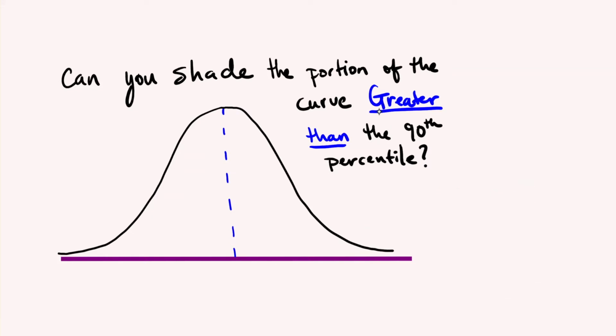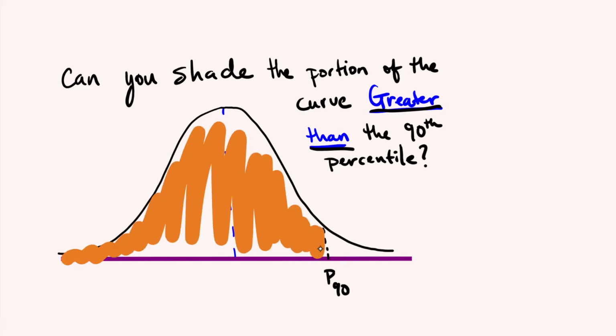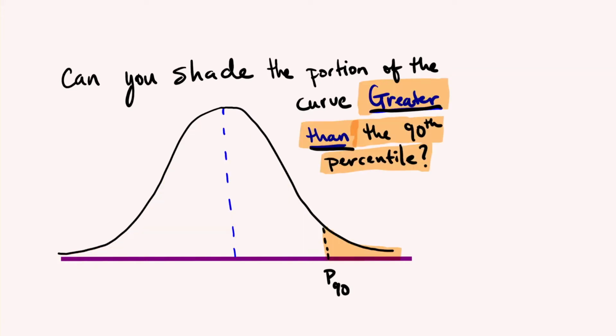So while we're interested in values greater than the 90th percentile, we first need to find the 90th percentile so we can then shade values above that. From our last example, we know the 90th percentile is around here. So values that are less than our 90th percentile would be the values from the beginning of the curve up to this point. So values greater would be those to the right of our 90th percentile.